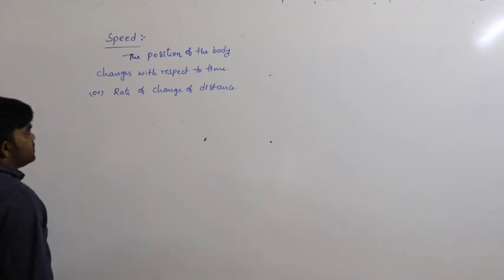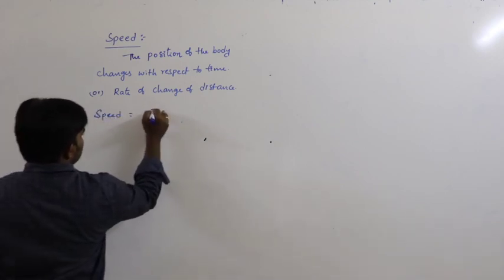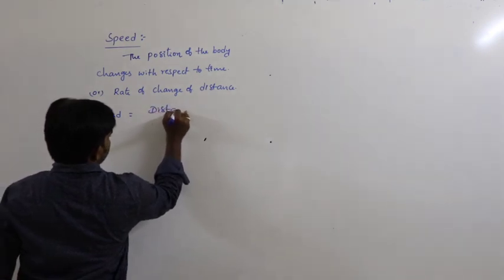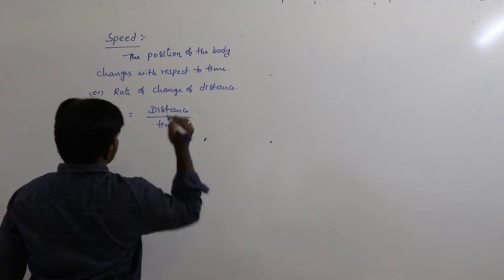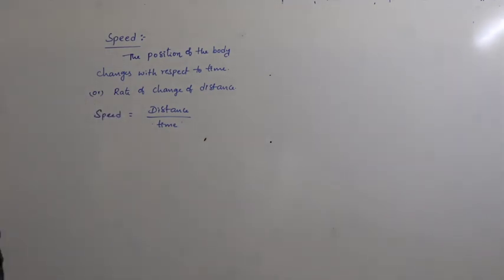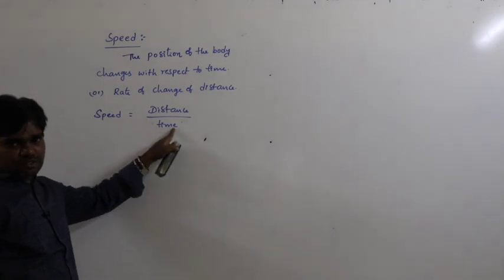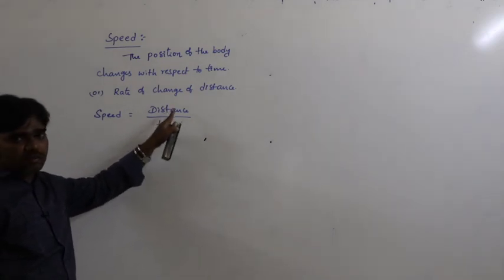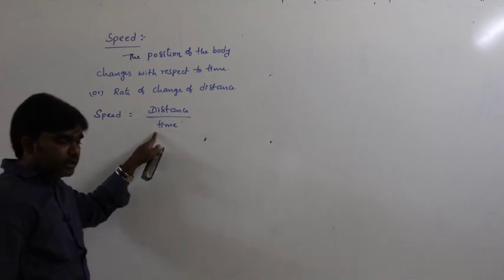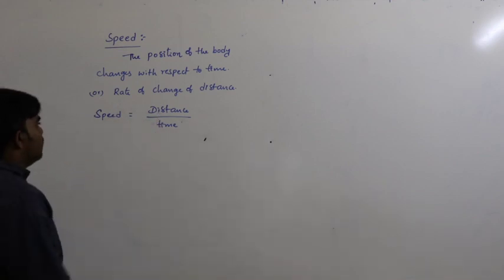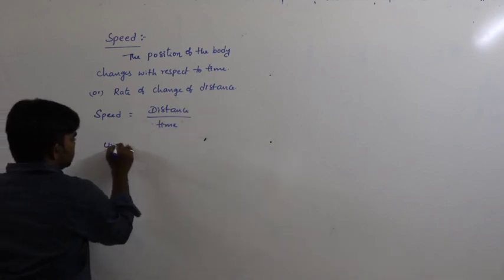So the speed formula can be written as distance by time. Speed is defined as rate of change of distance, or distance travelled by the body per unit time. Distance travelled by the body per unit time, that is also called speed, or speed can be written as distance by time. Its unit.